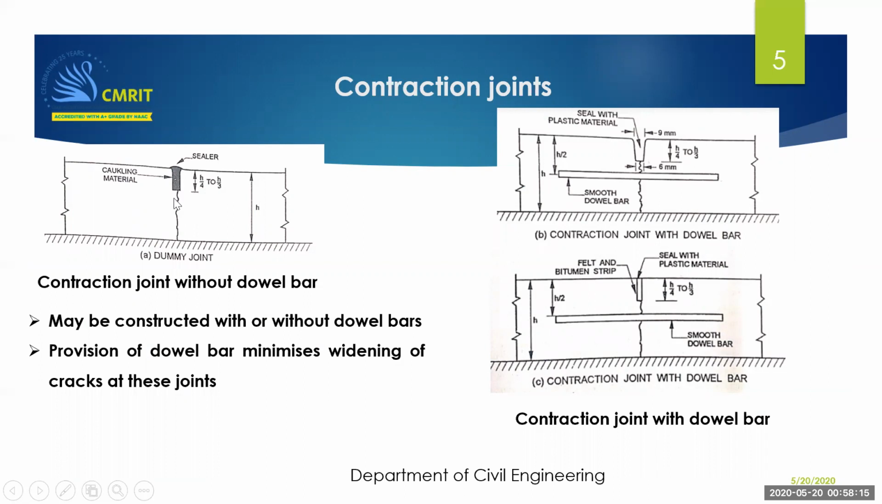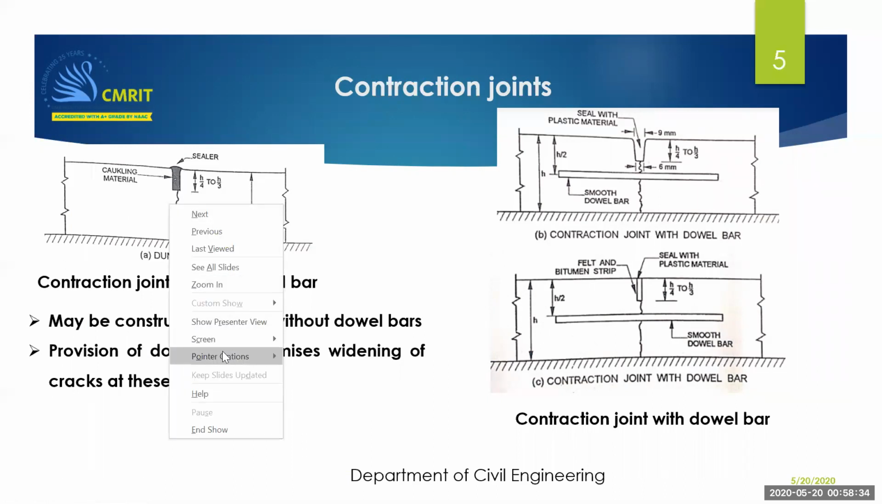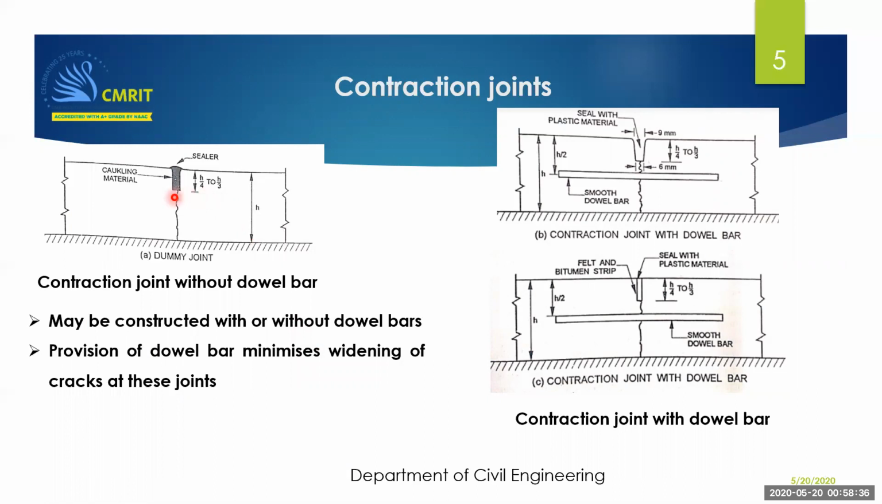So generally whenever we provide a contraction joint, this is the place where cracks are likely to develop. What we generally provide is that we cut it open over here and provide a sealant. And if you provide a dowel bar, I can show you here. The crack that is formed, we can prevent it from extending throughout the depth of the slab by providing a dowel bar.